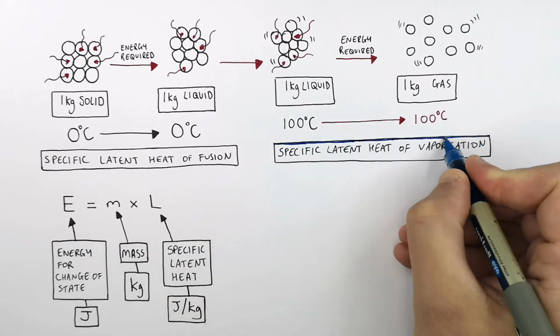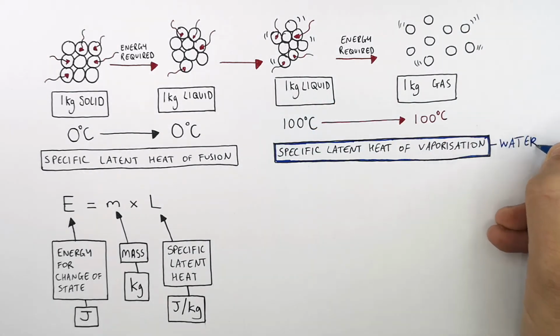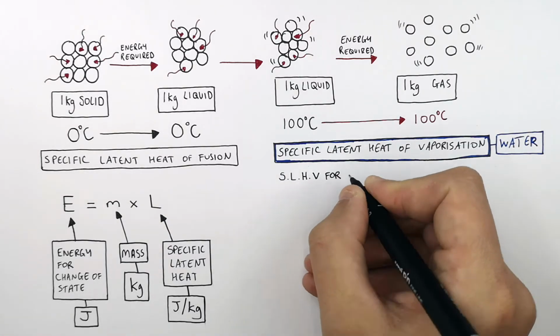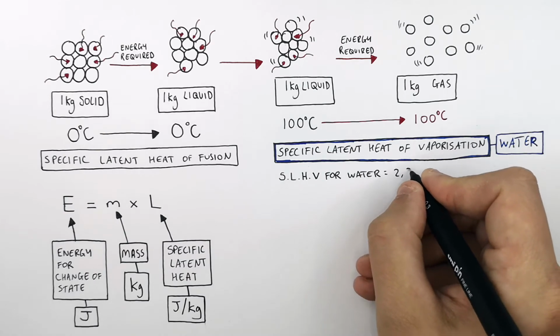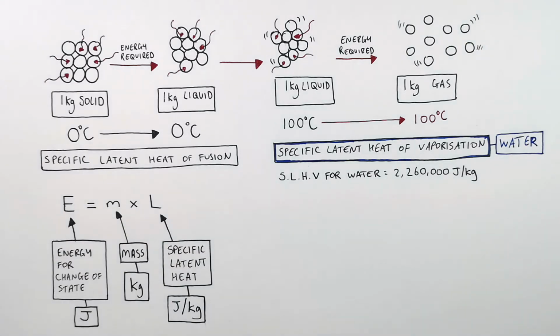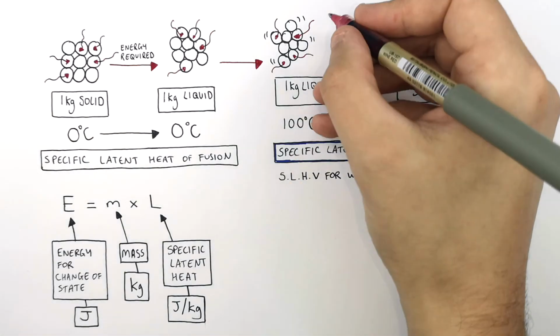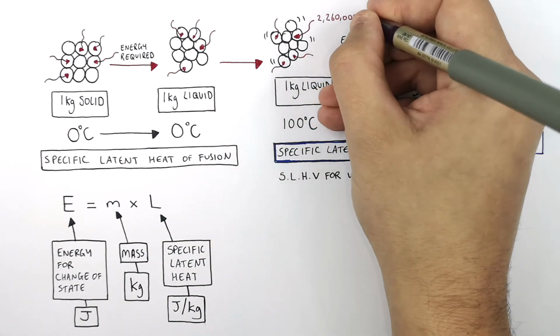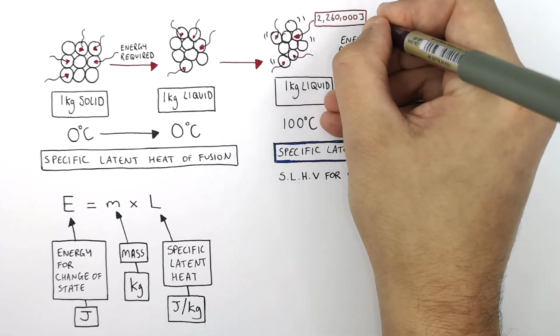What is the specific latent heat of vaporization for water? So how many joules of energy is required to be transferred from the liquid into the surroundings to change the state of 1 kilogram of water from a liquid into 1 kilogram of a gas? The specific latent heat of vaporization for water is 2,260,000 joules per kilogram. So to change 1 kilogram of water from a liquid into 1 kilogram of steam, which is a gas, 2,260,000 joules need to be transferred into the liquid.